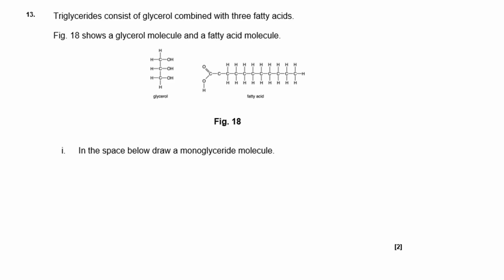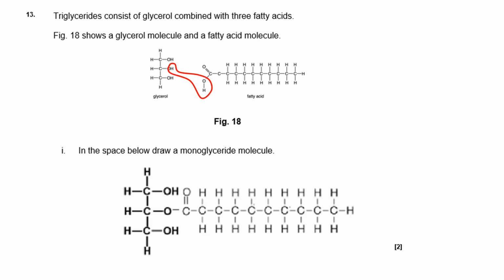A nice easy question here. We have a glycerol molecule and a fatty acid molecule. And normally you have 3 fatty acids joined to the OHs on the right-hand side to form a triglyceride. The question, however, asks you in the space below, draw a monoglyceride. So you only use one of the fatty acids and you leave the other 2 OHs alone. So a diagram is what was required.